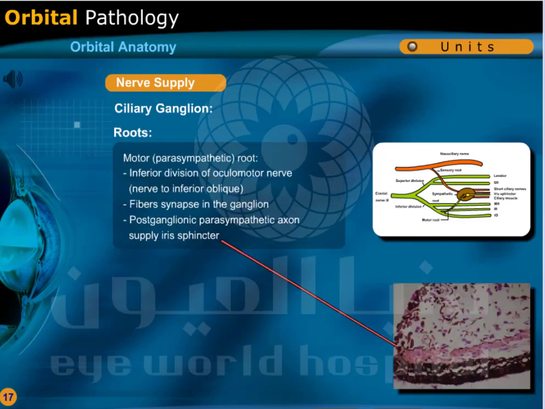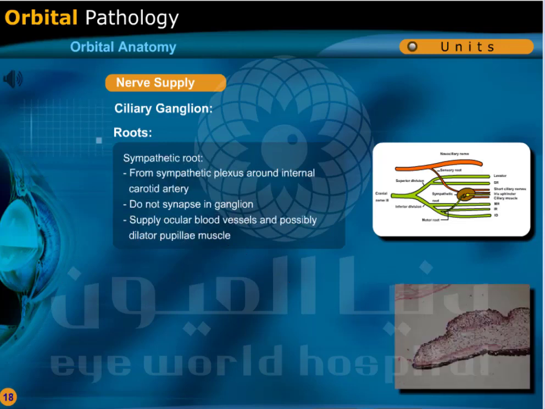Motor. Parasympathetic root. Inferior division of oculomotor nerve, nerve to inferior oblique. Fibers synapse in the ganglion. Postganglionic parasympathetic axon supplies iris sphincter. Sympathetic root. From sympathetic plexus around internal carotid artery. Do not synapse in ganglion. Supply ocular blood vessels and possibly dilator pupillae muscle.